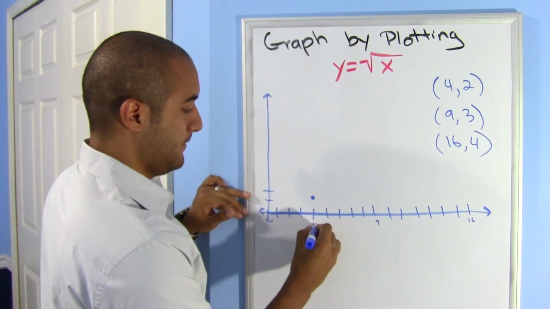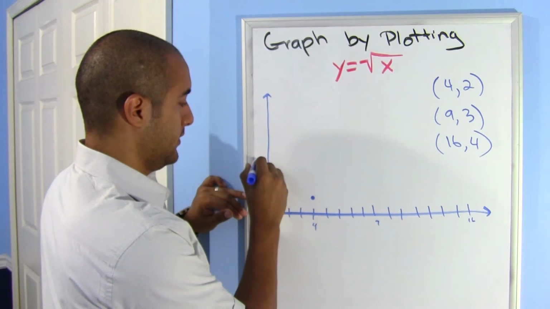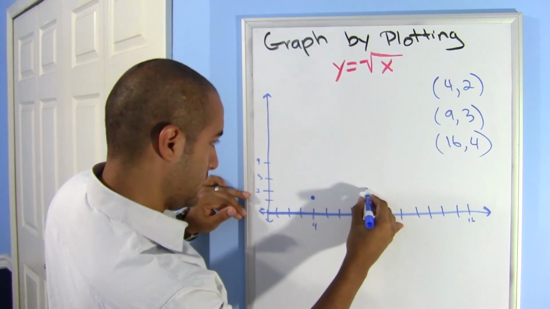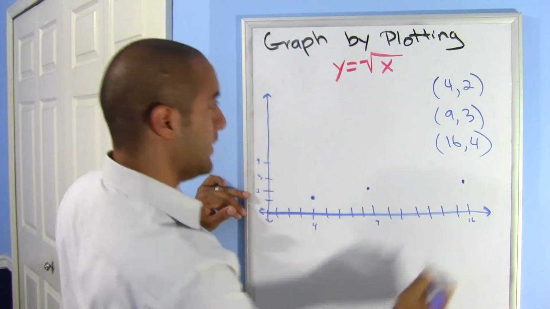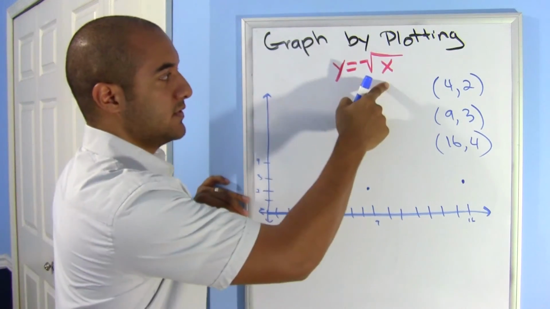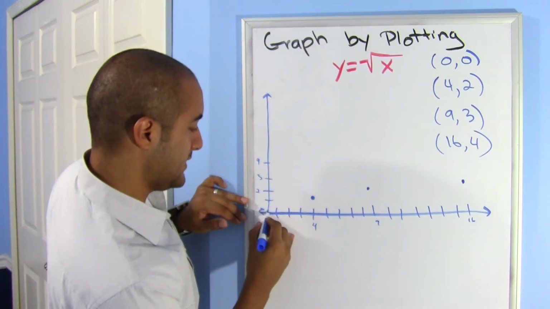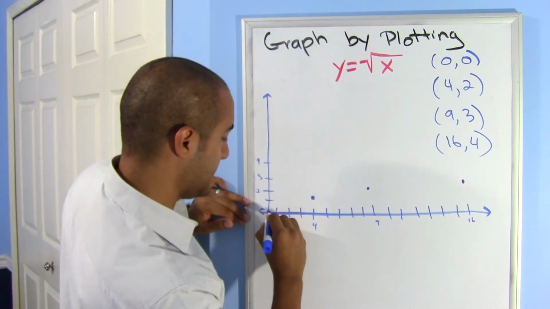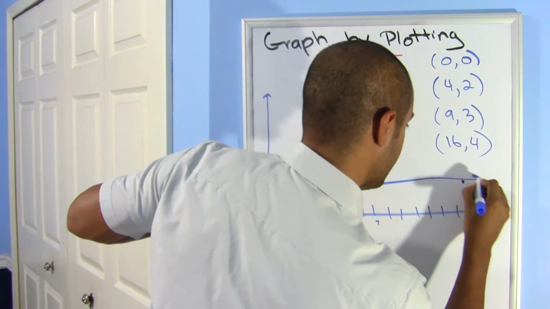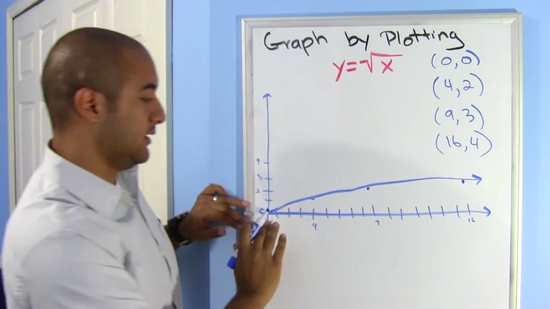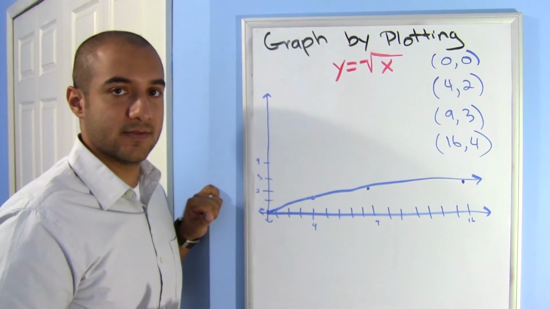Alright. Here's 2, 3, 4. So 2, 16, 4. Now, what happens if I put in 0? The square root of 0 is 0. So this actually starts right here at 0, 0, and it looks like this. Sorry for not hitting them, but this is what all your graphs are going to look like for the square root of x. There you have it.